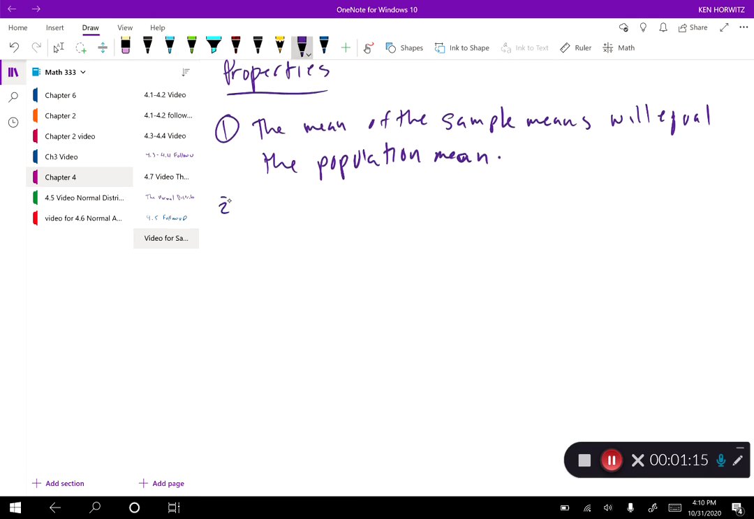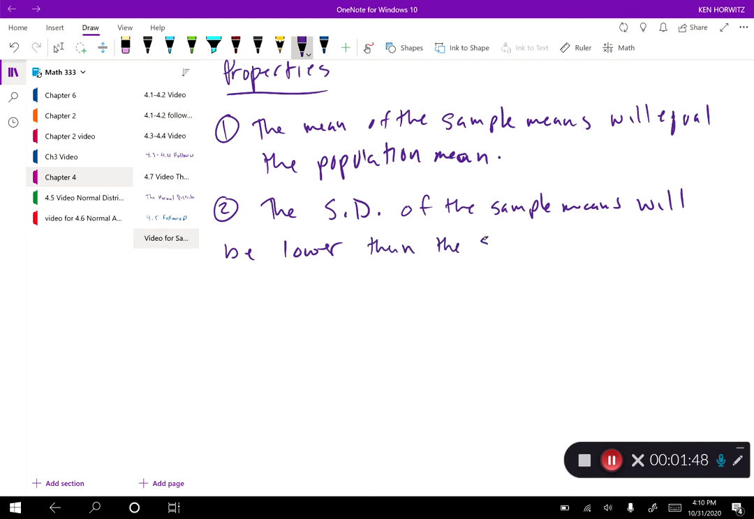All right, so number 2 is the standard deviation of the sample means will be lower than the standard deviation of the population. And again, I think we said that in part 1, not really a surprise.